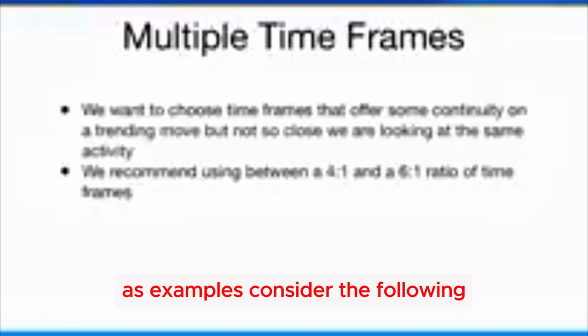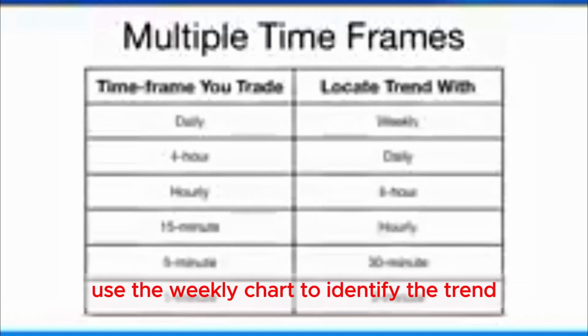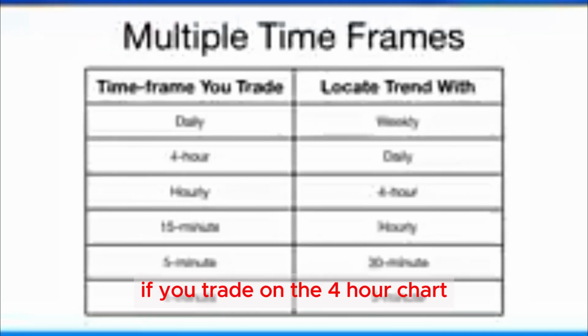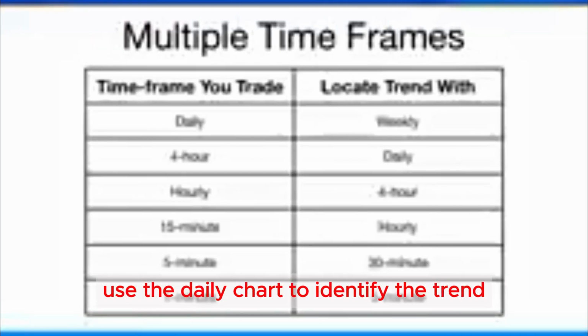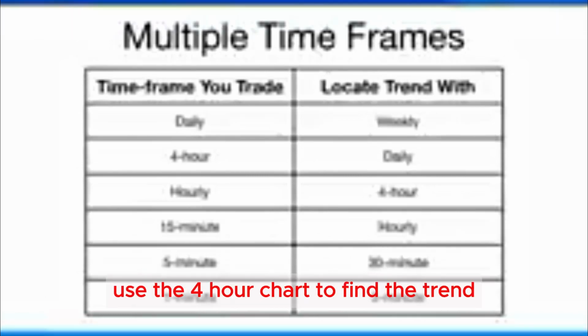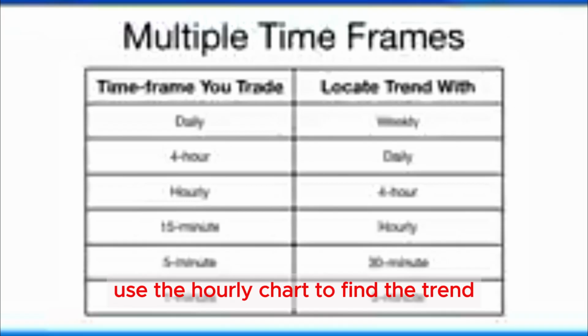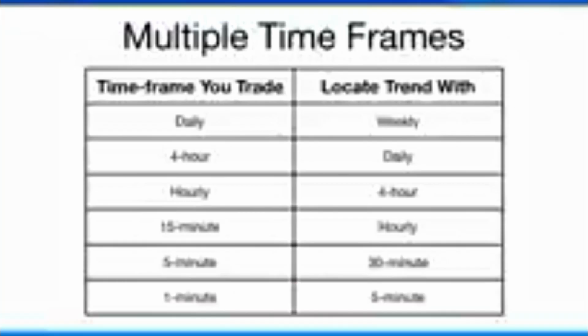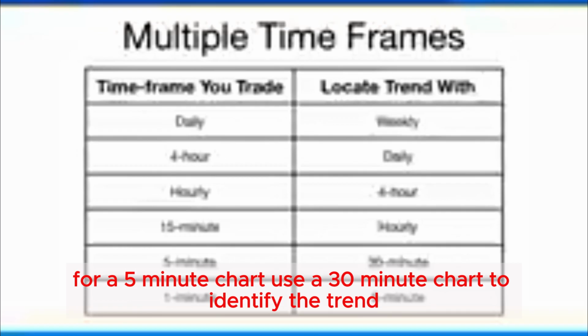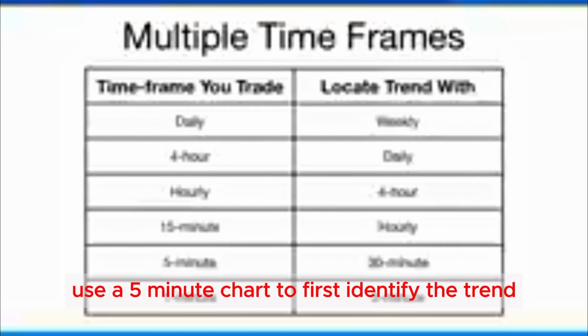As examples, consider the following. If you're trading on a daily chart, use the weekly chart to identify the trend. If you trade on the 4-hour chart, use the daily chart to identify the trend. If you trade on an hourly chart, use the 4-hour chart to find the trend. If you trade on a 15-minute chart, use the hourly chart to find the trend. For a 5-minute chart, use a 30-minute chart to identify the trend. And if you're trading on a 1-minute chart, use a 5-minute chart to first identify the trend.